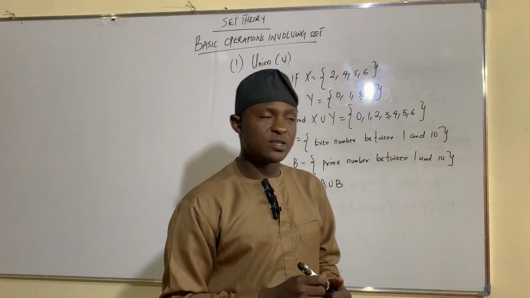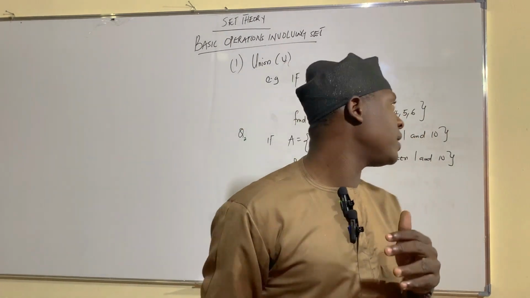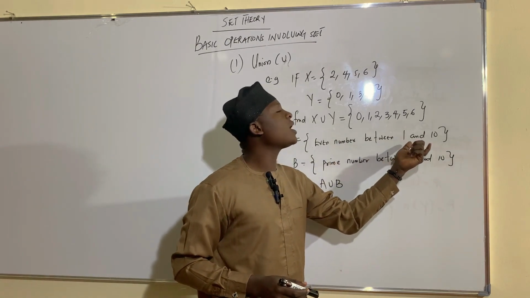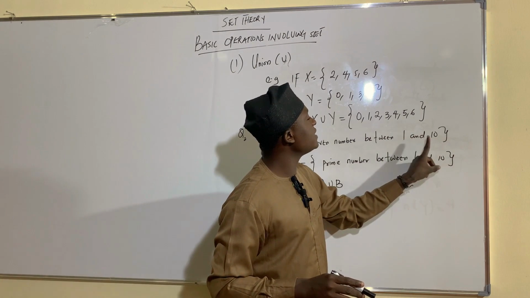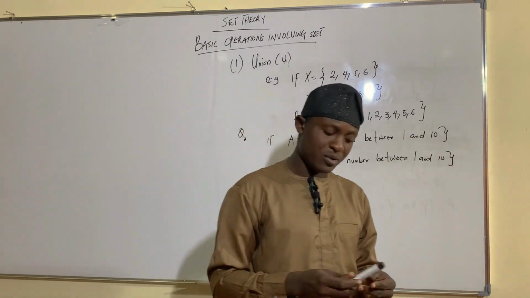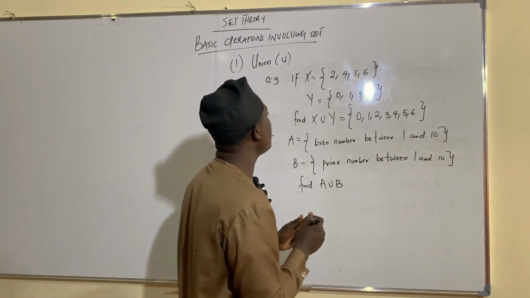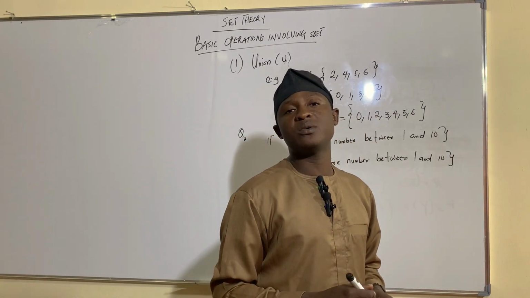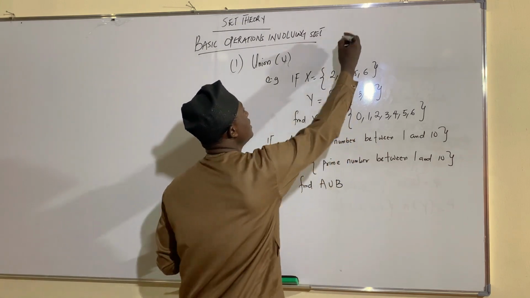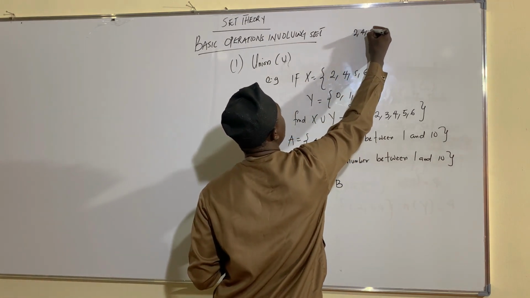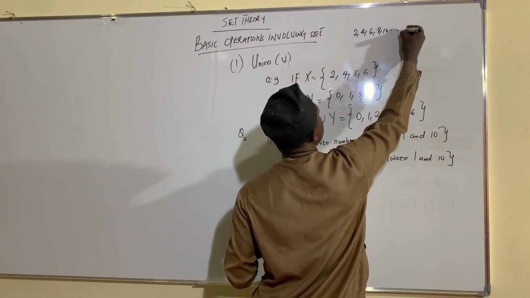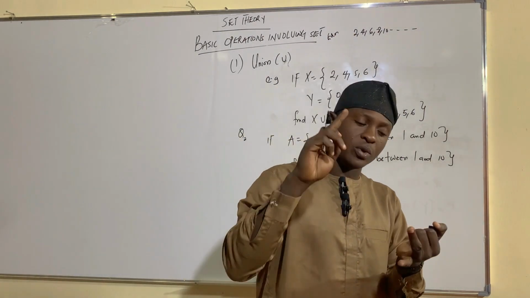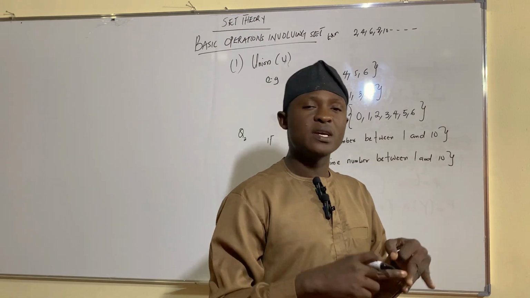If you look at these two sets, we are given the problem in terms of a word problem. For the first one, they said even numbers between 1 and 10. Let me first explain what we mean by even numbers, because that is very important. Even numbers are those numbers that can be divided by 2 without remainder, like 2, 4, 6, 8, 10, and so on. These are called the even numbers.